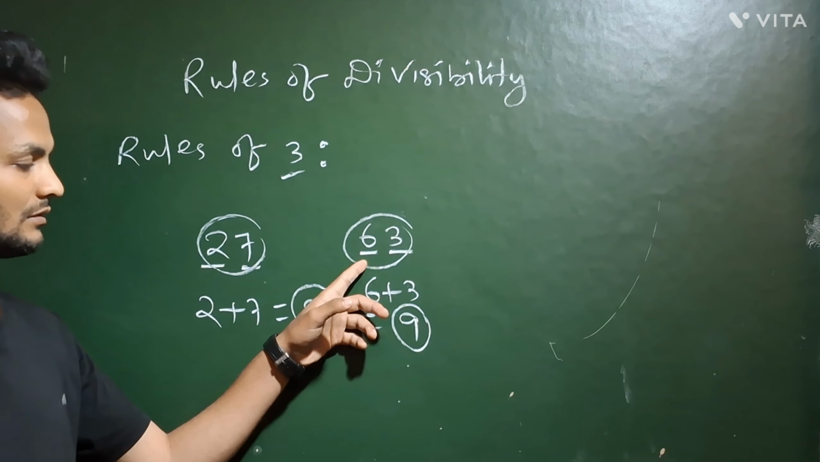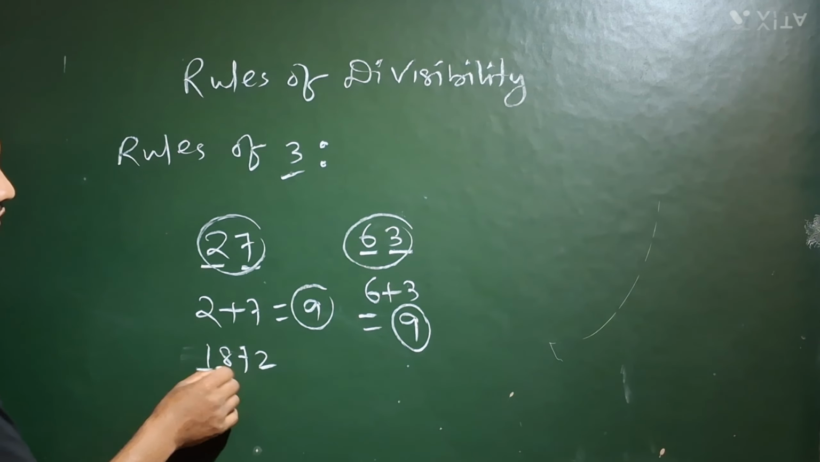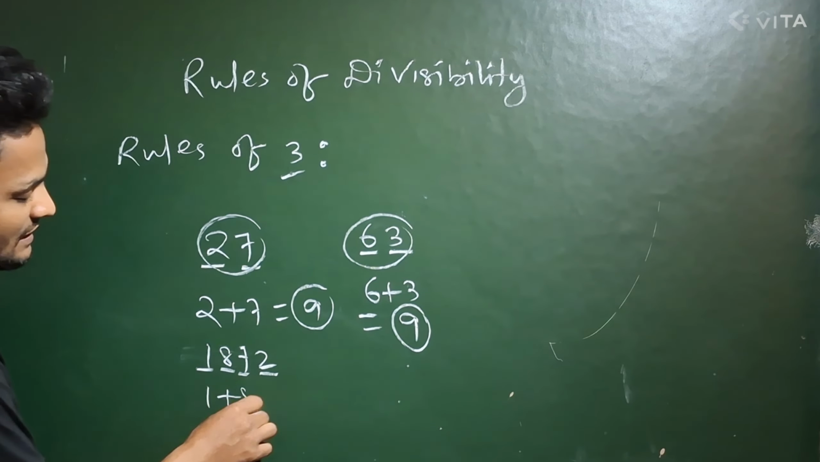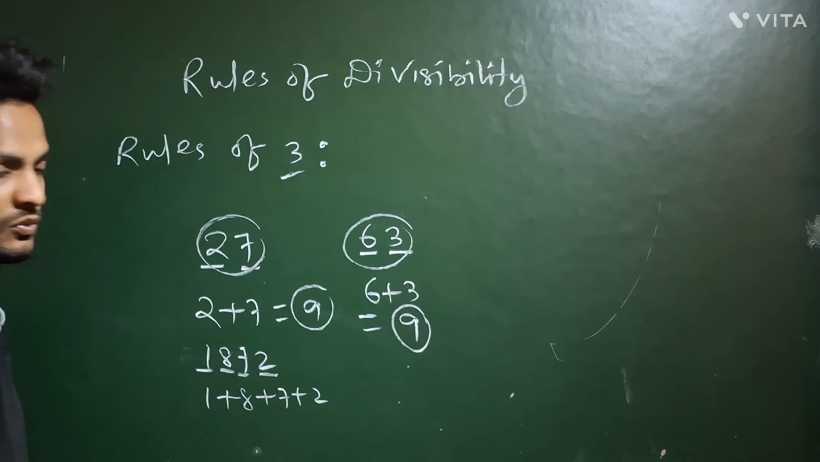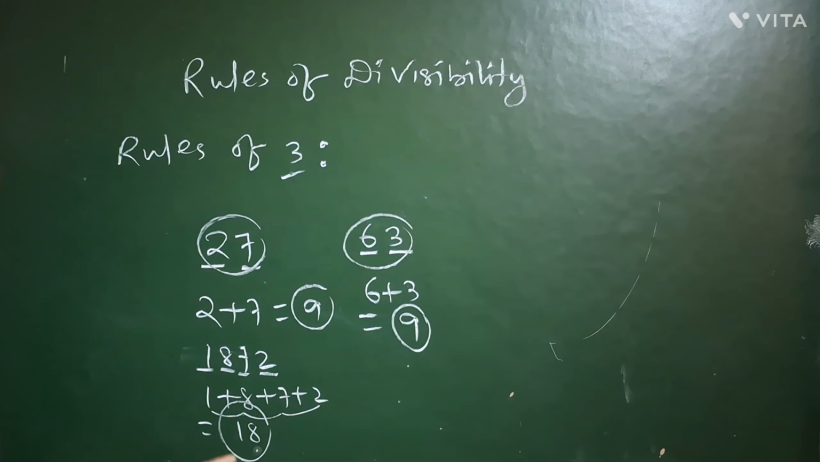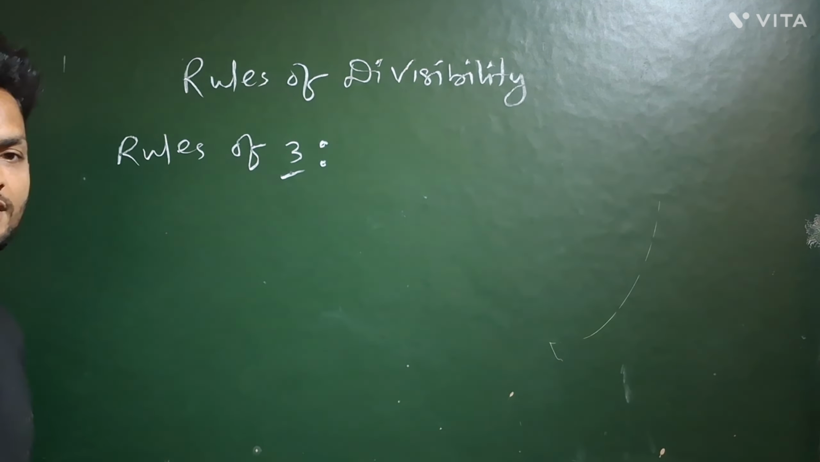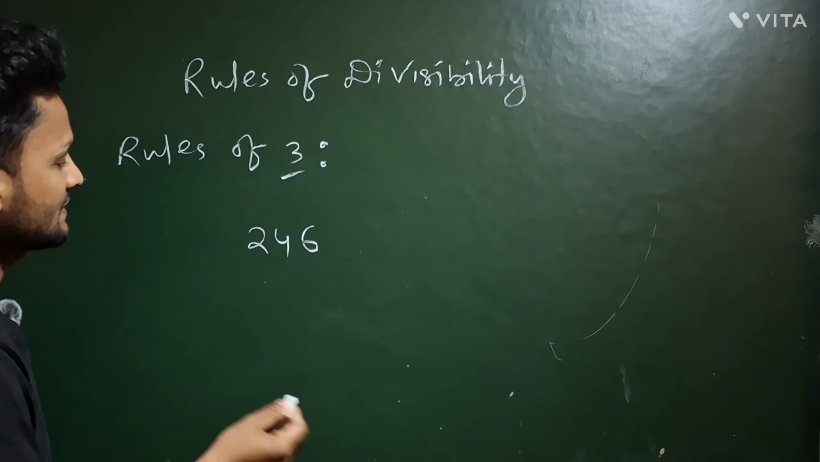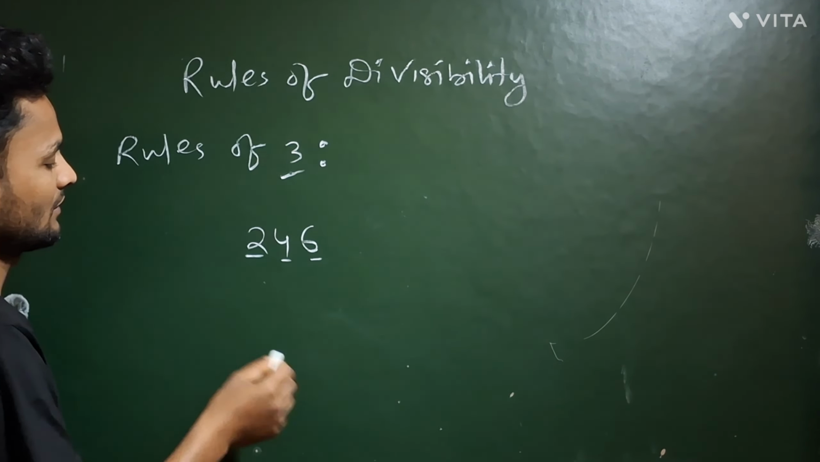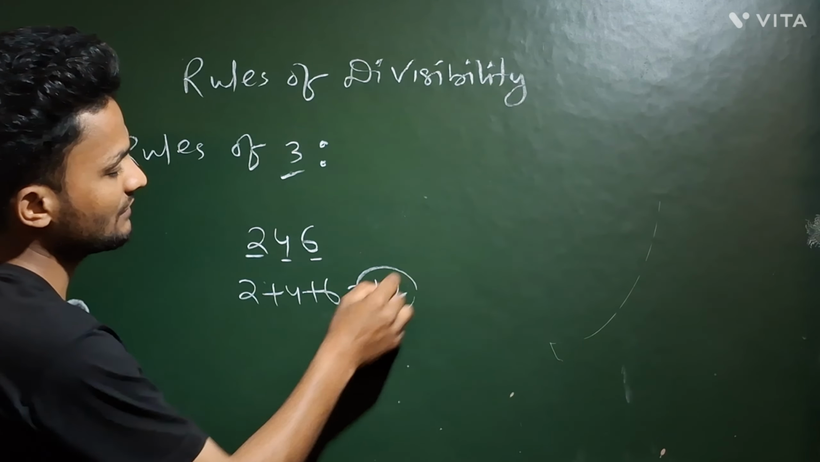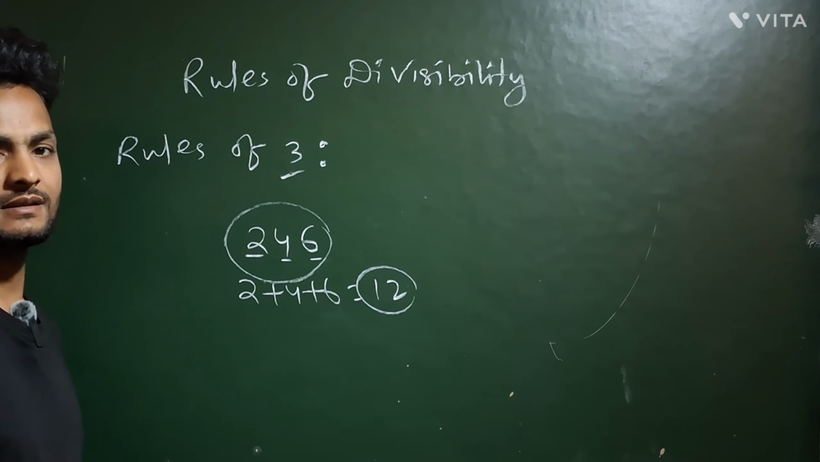Okay. Similarly, 1872. In this number, the digits are 1, 8, 7 and 2, and 1 plus 8 plus 7 plus 2 is equal to 18. 18 is divisible by 3 and therefore the whole number is divisible by 3. Similarly, 246. In this number, the digits are 2, 4 and 6, and 2 plus 4 plus 6 equals 12. 12 is divisible by 3, therefore the whole number is divisible by 3.